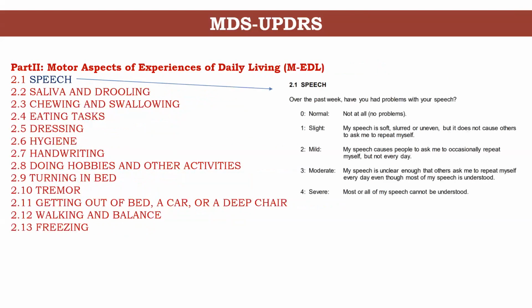Then, in particular, I just want to highlight the speech part. As you see, this again goes from 0 to 4, but it's just the opposite: 0 is normal, 4 is severe. So no problem for 0, but 1 is a slight problem, 2 is a mild problem, 3 is a moderate problem, and 4 is severe, where the entire speech is not understood.